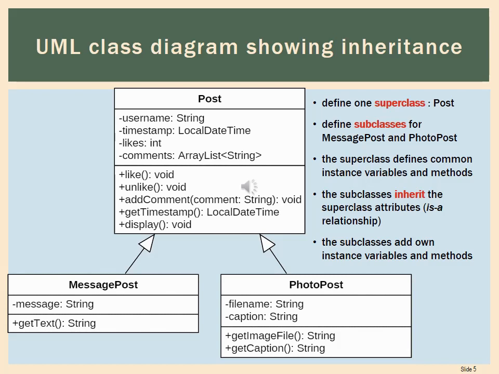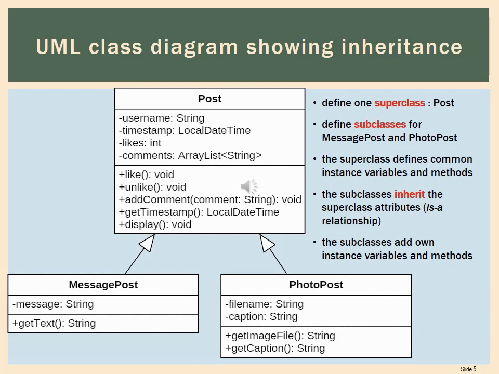Similarly, the photo post will pick up the 4 common instance variables from its superclass, post, and it will add its own unique attributes, its own unique instance variables, the file name, and the caption. And similarly, the message post and the photo post will have their own unique methods, and they will inherit all of the common methods from their superclass post. This is nice because all of that common code can now be written once, and it's written inside the superclass post.